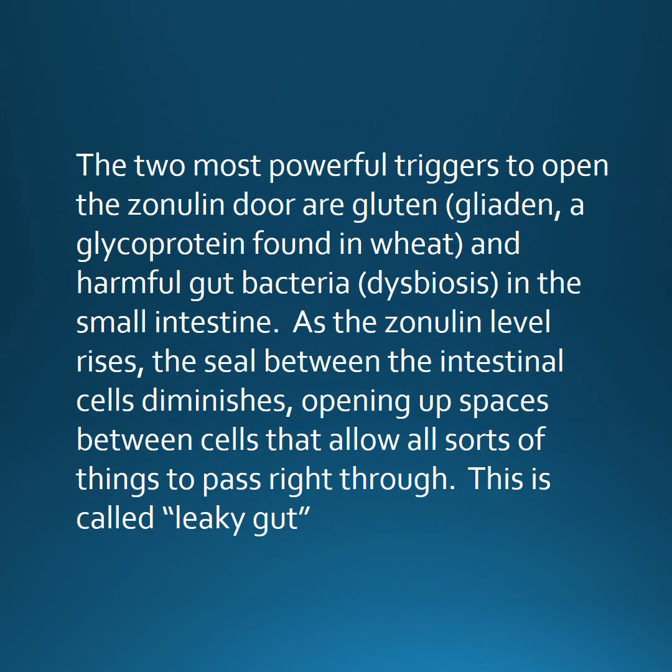The two most powerful triggers to open the zonulin door are gluten, gliadin, a glycoprotein found in wheat, and harmful gut bacteria, dysbiosis, in the small intestine. As the zonulin level rises, the seal between the intestinal cells diminishes, opening up spaces between cells that allow all sorts of things to pass right through, and this is called leaky gut.